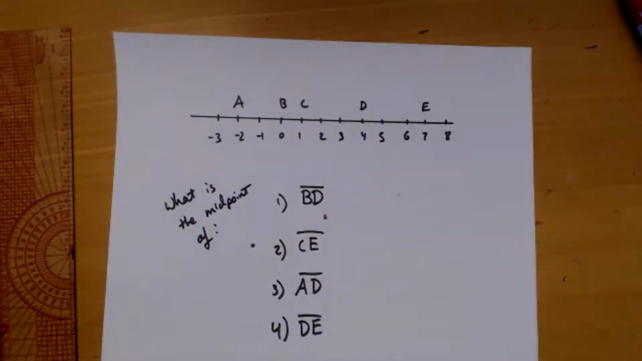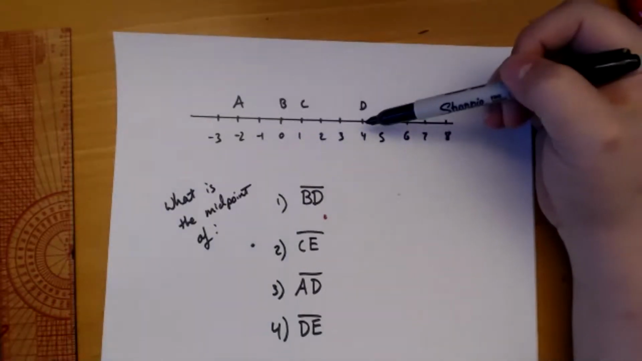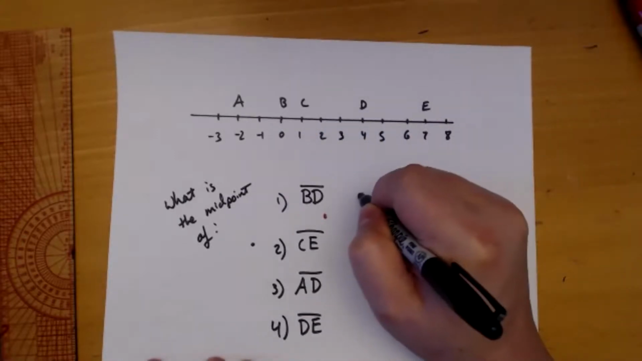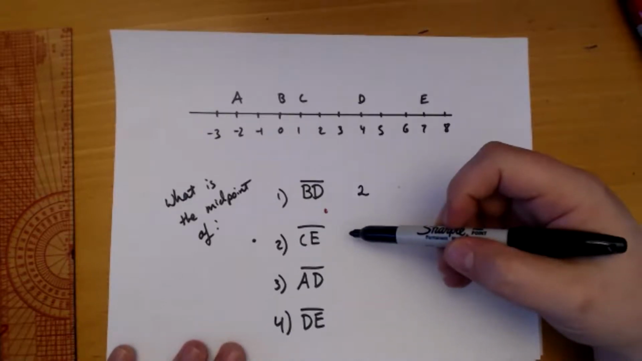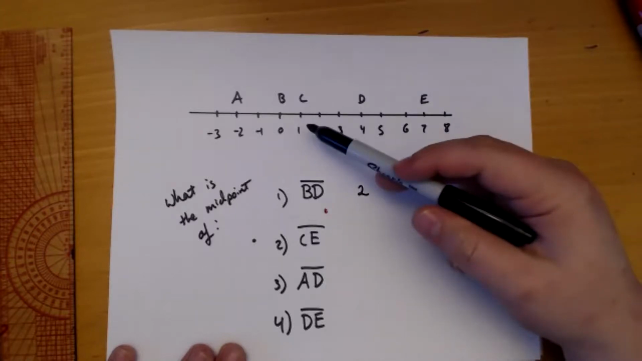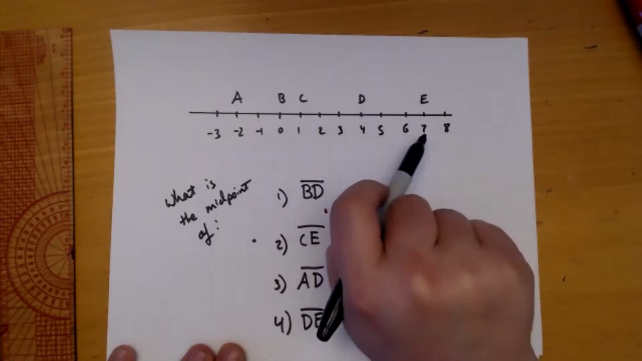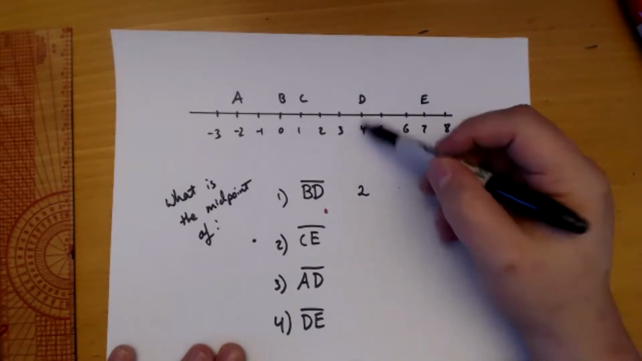So what we're looking for is the point that's in the middle of 0 and 4. 2. Right. And you would just say 2. What about between C and E? 4.5. Careful, I'm going to take 1 and 7 and average them. 4. Yeah, 4.